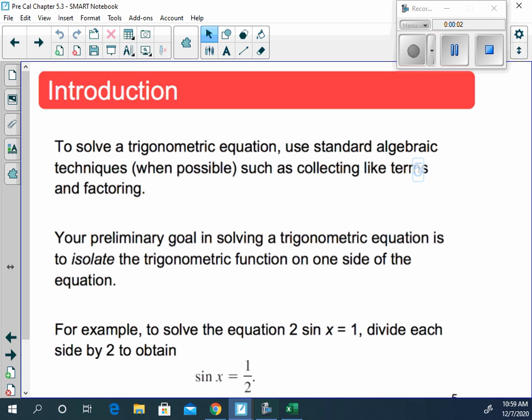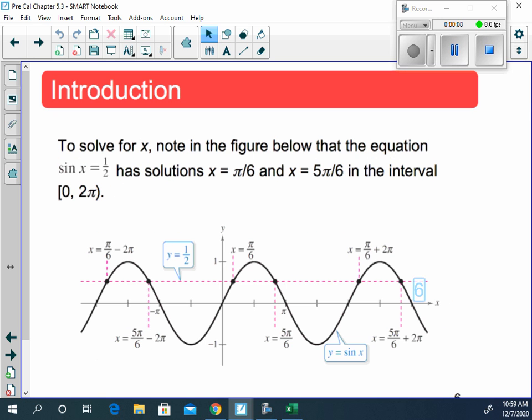Okay, so we're solving trigonometric functions. That's really what we're going to be doing today, is using different operations and different things to solve. Now to solve for x, note the figure below that the equation sine of x equals 1/2 has a solution. So for sine, x equals 1/2 at pi over 6.